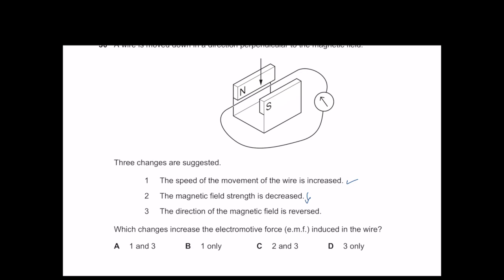Which change increases the EMF induced in the wire? Actually, yes, the speed of the movement will increase the rate of cutting. So it could be only 1. 2, the magnetic field strength is decreased. No, it will decrease it. So I can see here it's only 1. So depending on that, I'm going to choose B for question number 30.